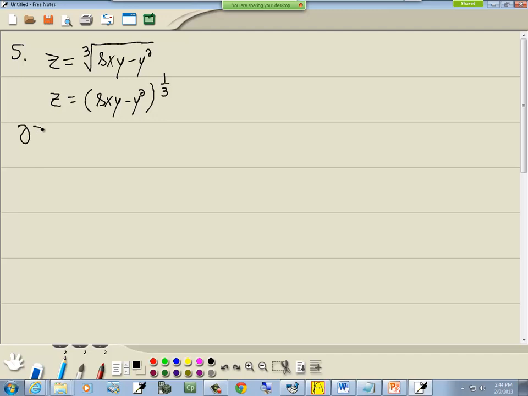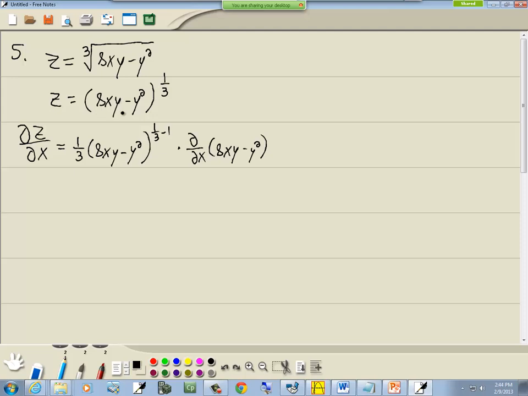Then, taking the partial of z with respect to x, we have parentheses to a power. Well, this is a general power rule. Anytime you have parentheses to a power, take your power, put it out in front. What's inside the parentheses remains as is. Lower your power by 1. And then you multiply it times the partial derivative with respect to x of what's inside the parentheses.